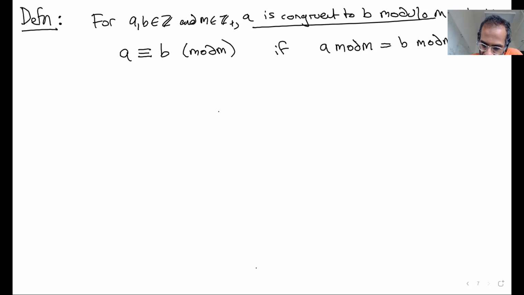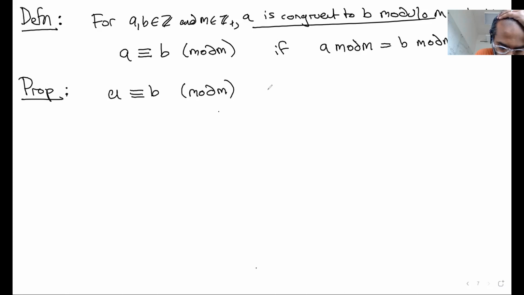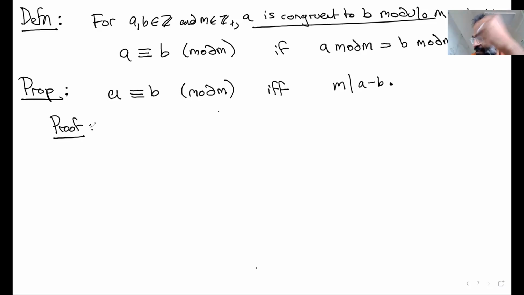Okay, let me write down a useful proposition, which is simple to prove, which will be used in establishing the properties. This is that A is congruent to B modulo M if and only if M divides A minus B. So let's do the proof. There are two directions, right? It's a biconditional. The first statement implies the second statement, and the second statement implies the first statement.